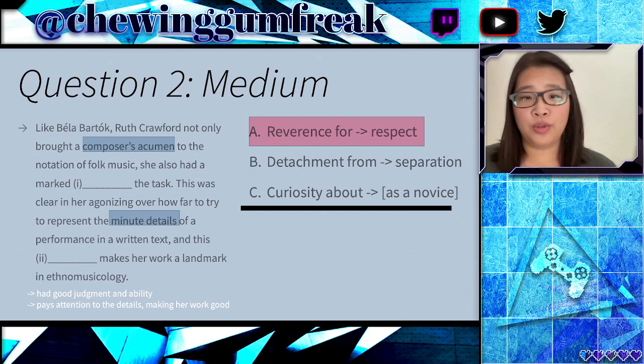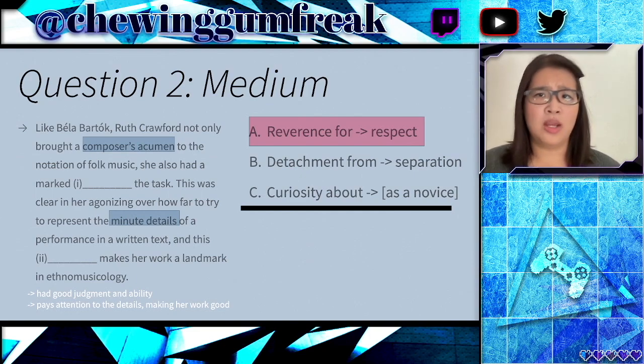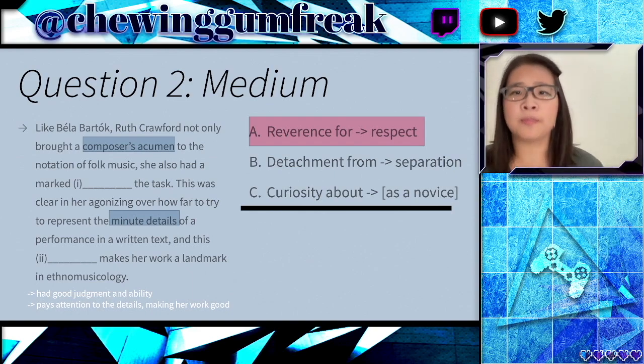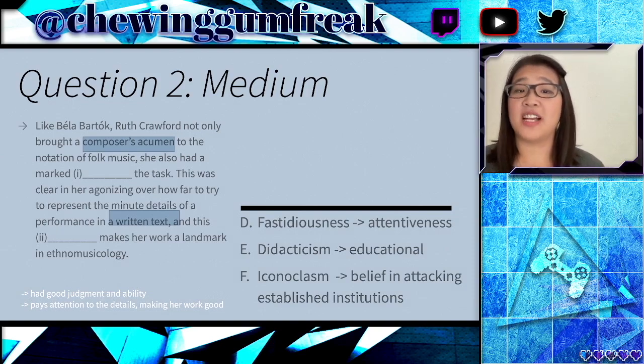Looking at blank 2, so remember this is about the minute details. The minute details making her work a landmark in ethnomusicology. So something that is well respected, well skilled, and of course you can look back at the previous sentence, acumen, reverence for, the notation of folk music. The different answer choices, again, we have fastidiousness, which means attentiveness. So basically understanding all the different details and making sure you know what they are. We also have didacticism, which is related to education. You can say educational or teaching. And we have iconoclasm, which is essentially a belief in attacking established institutions. So something that is very rebellious.